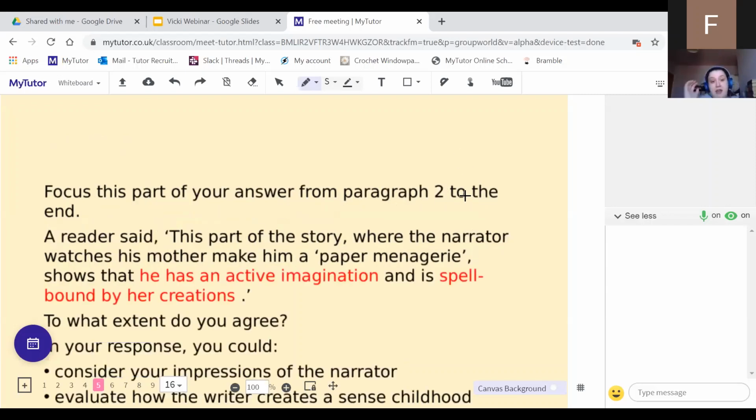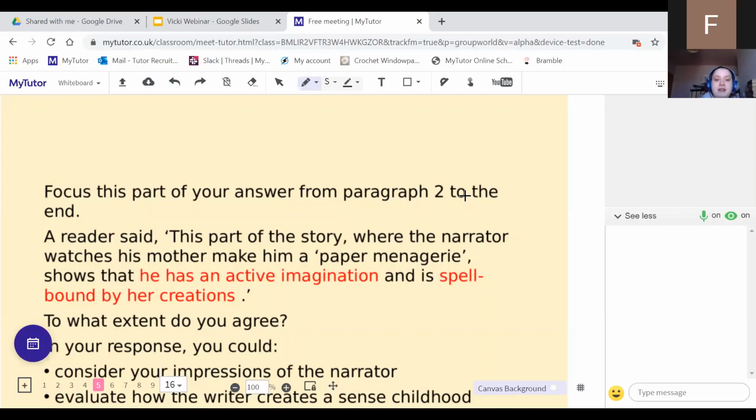You will get, in the exam, a focus for your answer from a line, whatever number it is, to the end. For this one, I've said paragraph 2 to the end, just because it was slightly easier for me to format. So you will always get a statement. It's either a reader said or a student said, but it will be somebody of your age, and something that someone of your age is likely to say. So it won't be ridiculously complex, something you might expect to see in a university dissertation. It'll be completely approachable for you.